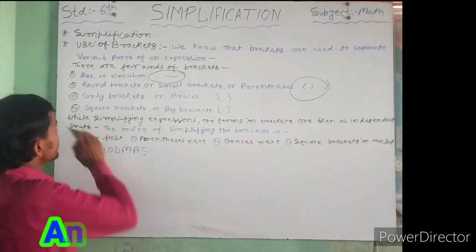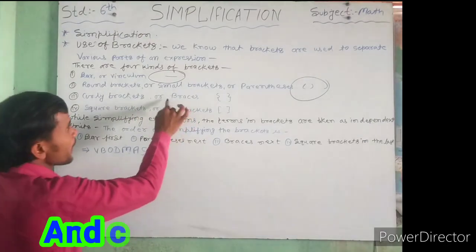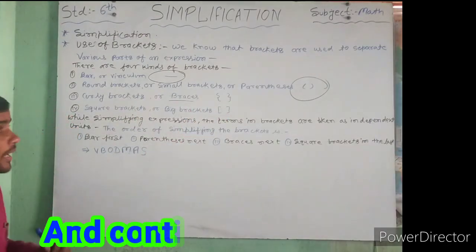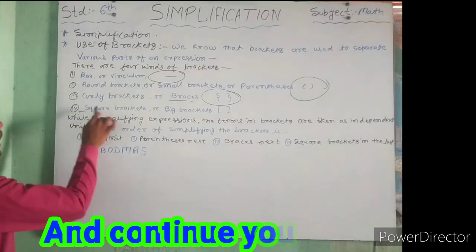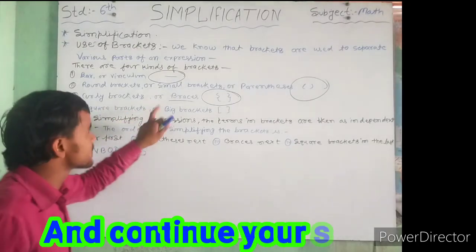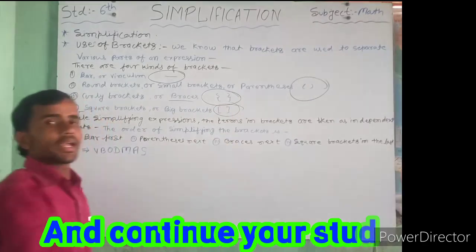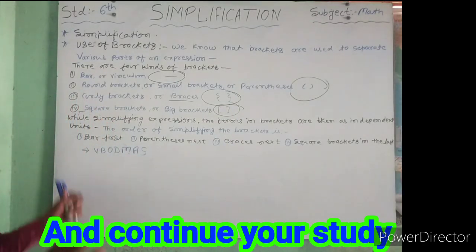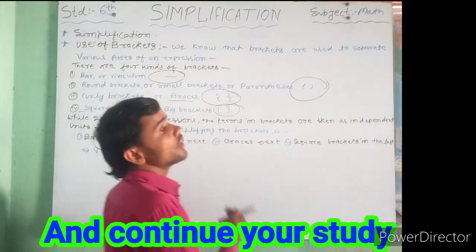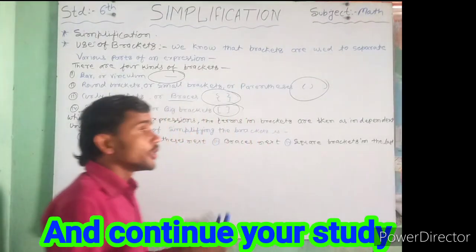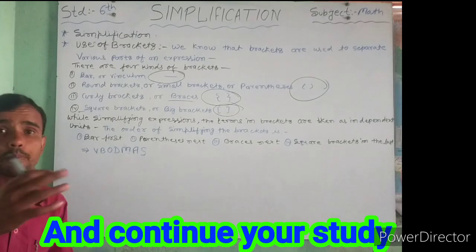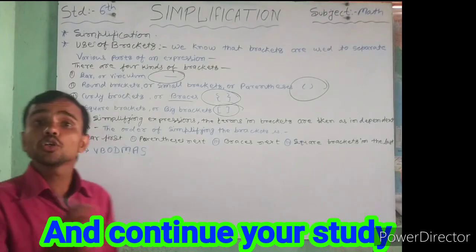Third are the curly brackets, also called braces. And the last one is the square bracket, another name is big brackets. That is the big bracket. So my dear students, when we start simplification, first use it step by step, then you can solve any type of question.